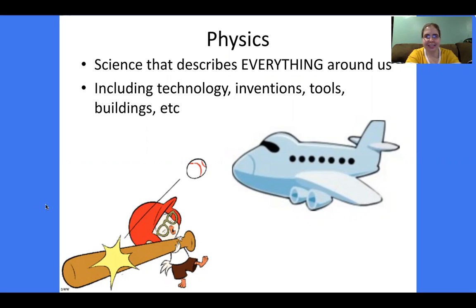So it includes technology, inventions, tools, buildings, etc. It includes our daily life. Even if you think, well, I'm not really big in tech, and so that means I'm not really big into physics. You walk, don't you? Blood moves through your veins, doesn't it? Neurons fire in your head, don't they? All that can be explained and described by, you guessed it, physics.